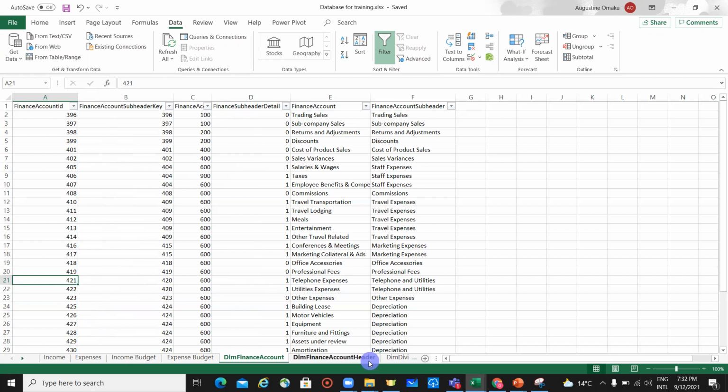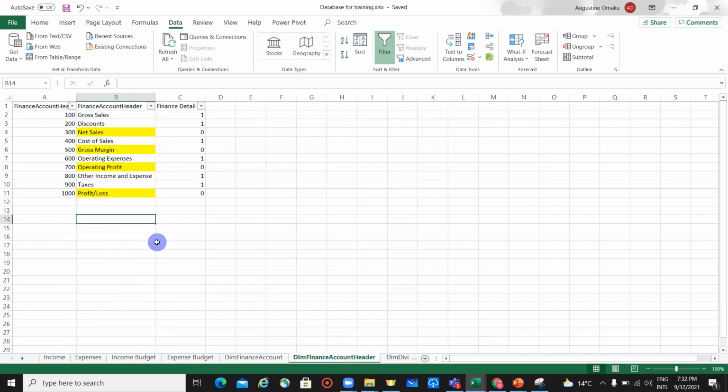So then we have our account header. The purpose of creating this is, as we know in our financials, there are some values that come from the database, while there are some that we have to compute. So those that we have to compute are those indicated in yellow. So we have to compute these ourselves, like operating expense, net sales, which is the difference between gross sales and discounts, while gross margin is a percentage.